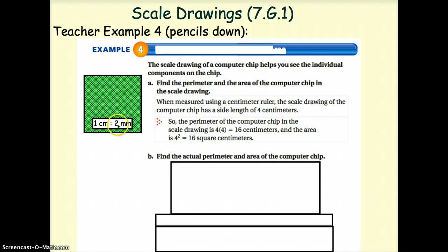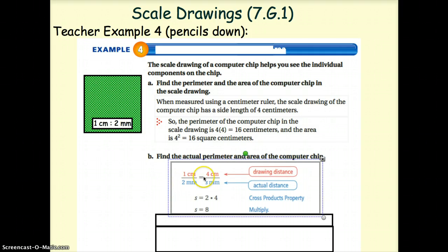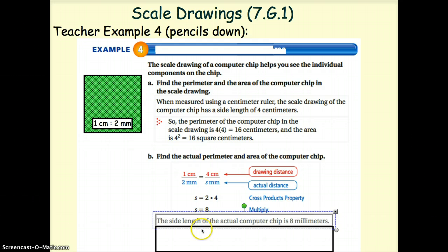1 centimeter over 2 millimeters is going to be the same thing as 4 centimeters over x millimeters, or s in this case. And cross multiply. 1 times s is s, 2 times 4 is 8. So the side length of the actual is 8 millimeters. Now I can find my perimeter and my area. For perimeter, I do 8 plus 8 plus 8 plus 8. And for area, I do 8 squared, or 8 times 8.